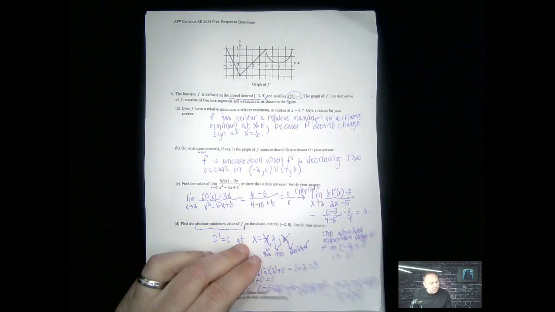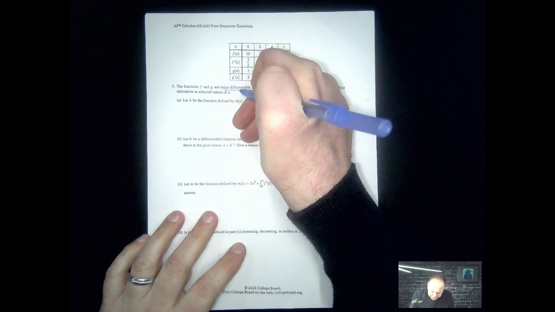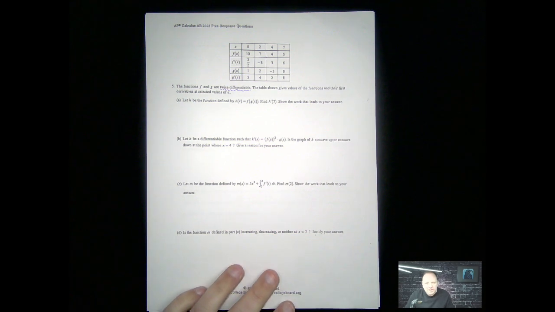So let's rock and roll and look at number 5. All right, so looks to me like a lot of just derivative integral rules coming at me. They're just giving me a table with f prime, g prime at specific values. They're telling me that f and g are twice differentiable, right? That means that f and g prime are both continuous. Think of that. The table shown gives values of the functions and their first derivatives at those selected values. Okay, no worries. This is going to be a very rule-based type question.